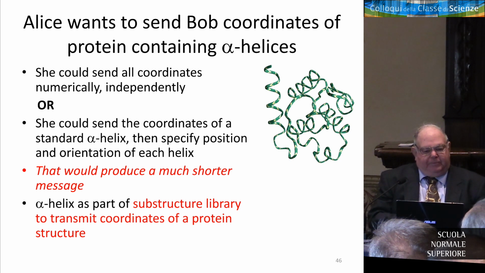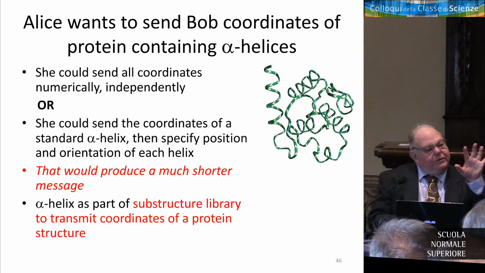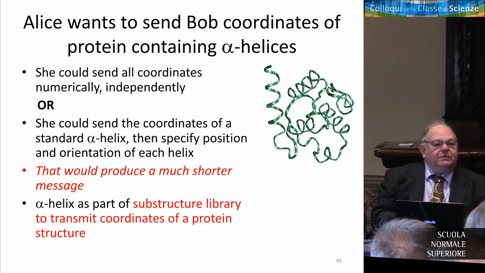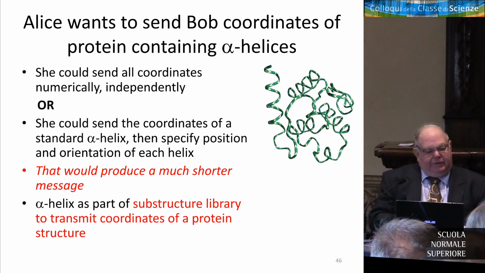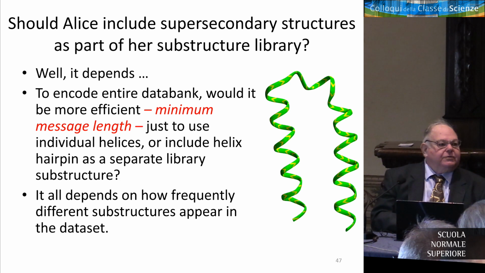Now, suppose, for example, that Alice wants to send Bob coordinates of a protein containing alpha helices. Well, she could just send a list of coordinates. Or she could say, all right, here's coordinates of a standard alpha helix. Now all I have to send you is the position and orientation and length of the helices in this molecule. And that would produce a much shorter message. So the alpha helix would be part of a substructure library used to transmit coordinates of a protein structure. And by using such a substructure library, Alice will have reduced the total amount of information that has to be sent.